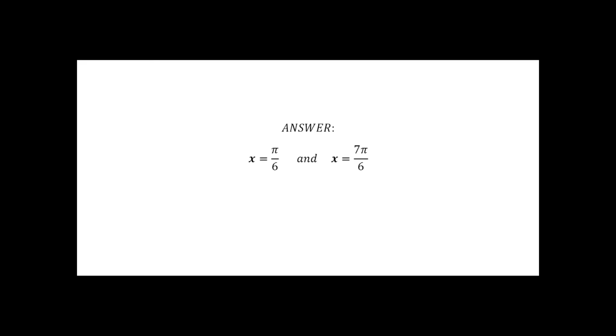But remember, we also have to solve for the other possible value of x. So going back to the equation we had written out before, we can again subtract pi by 3 from both sides, which gives us this. We can use rules of fractions to simplify it like so, and we end up with x is equal to 7 pi by 6.